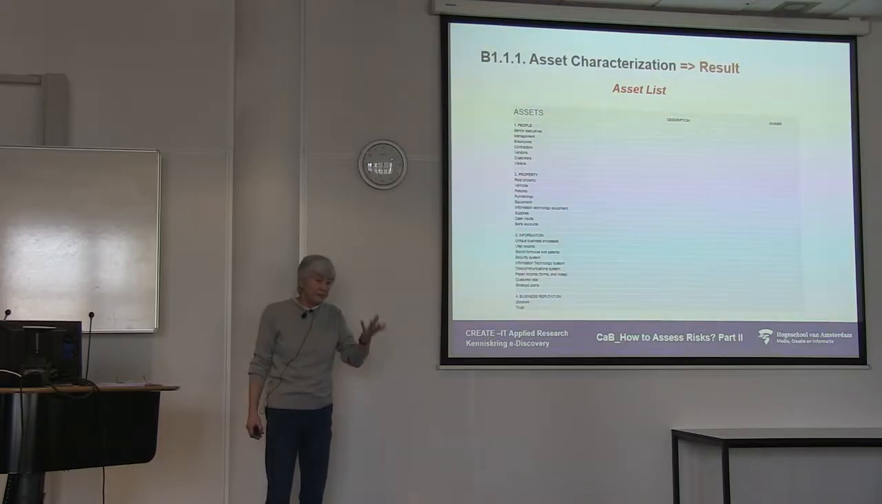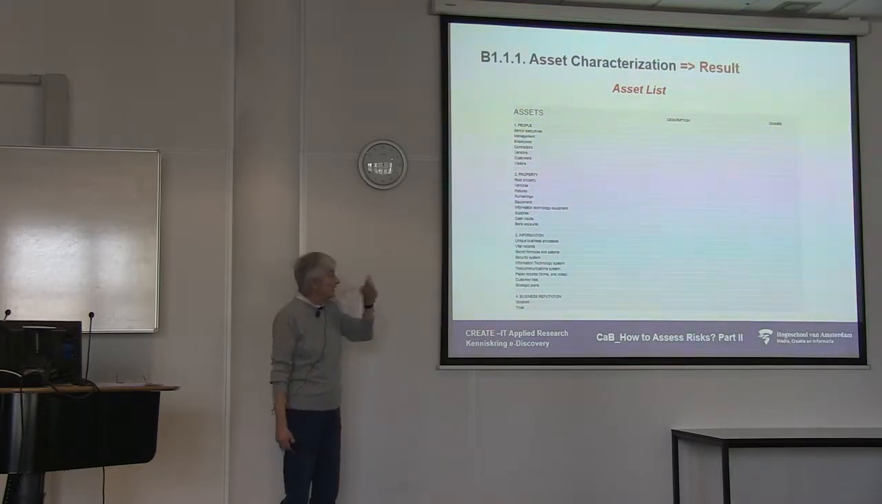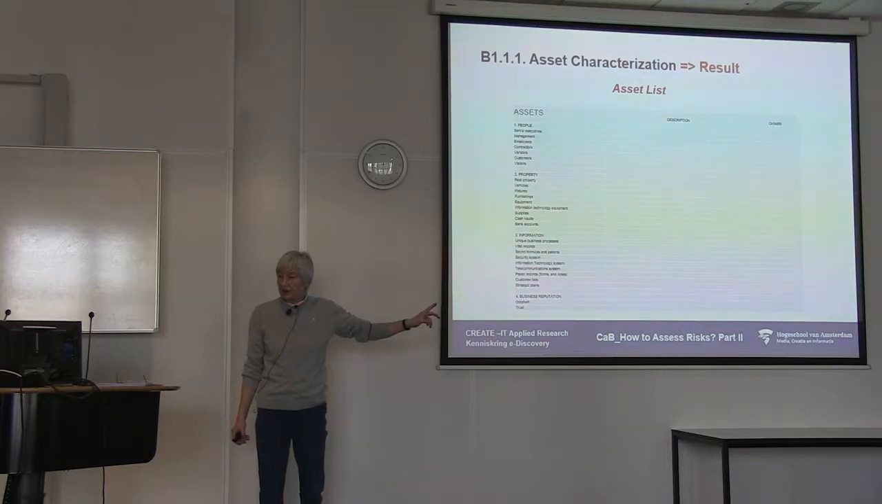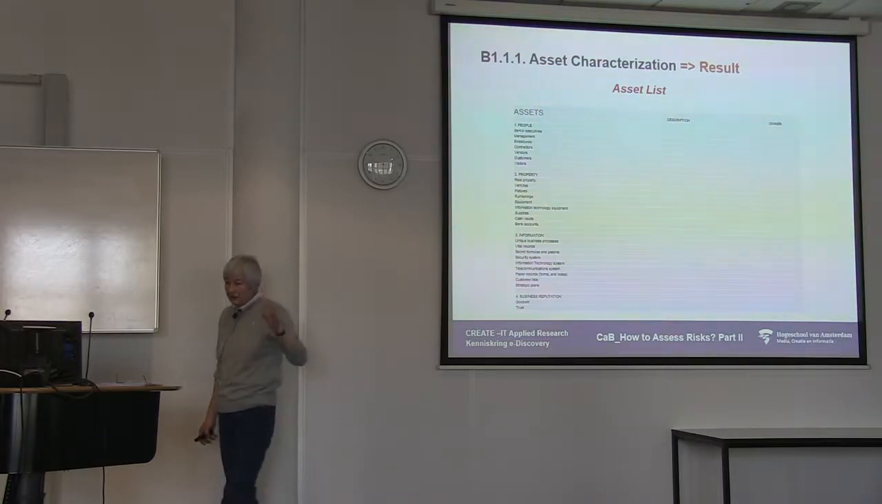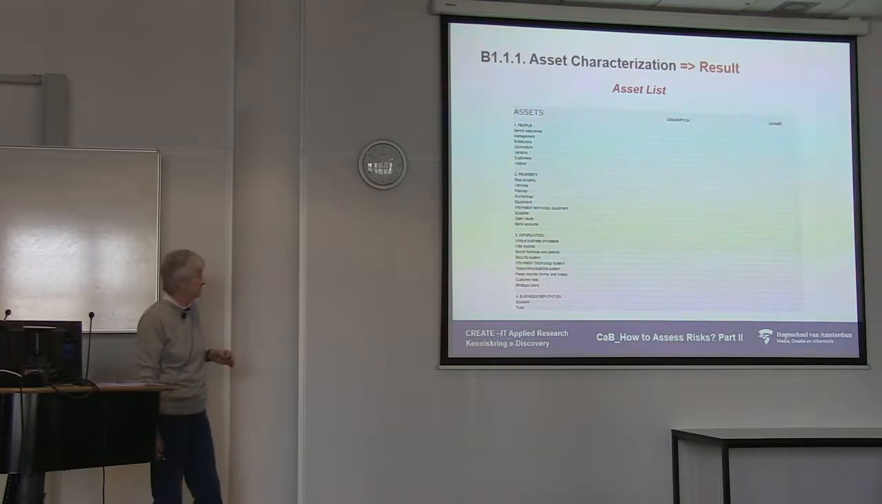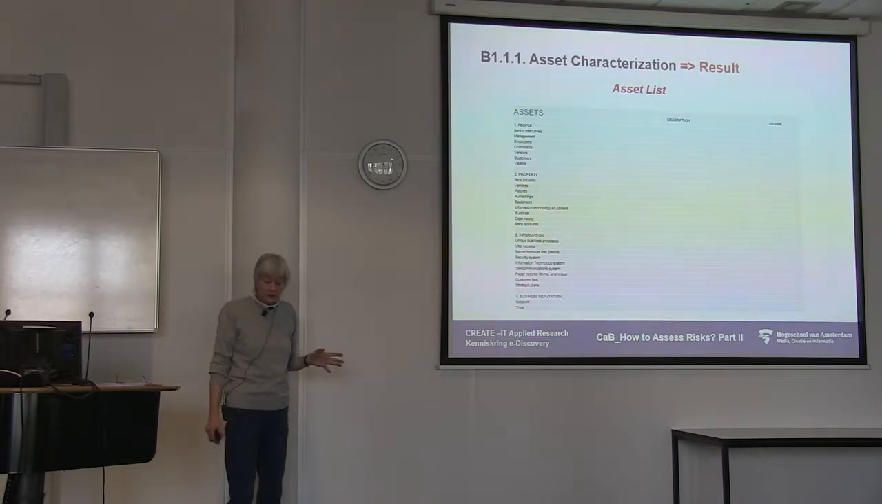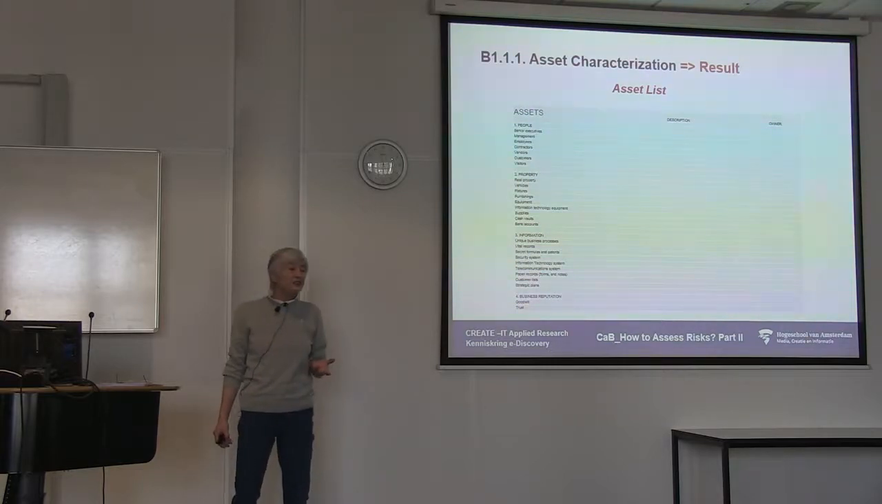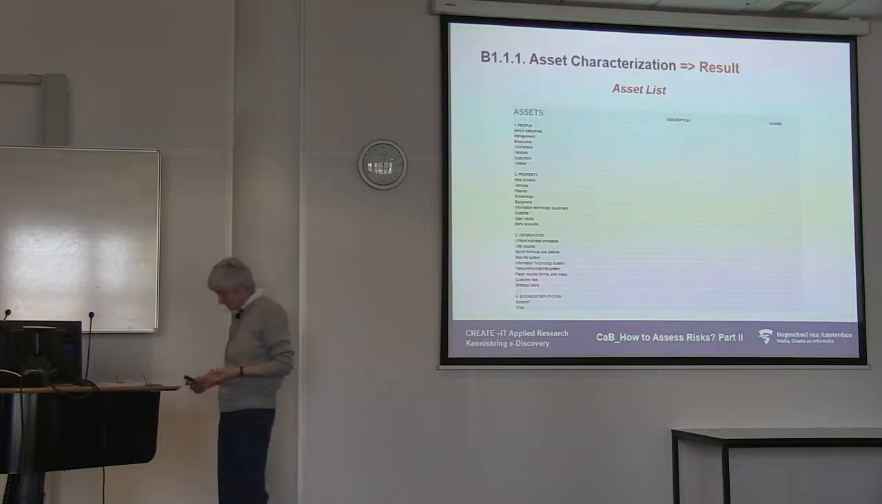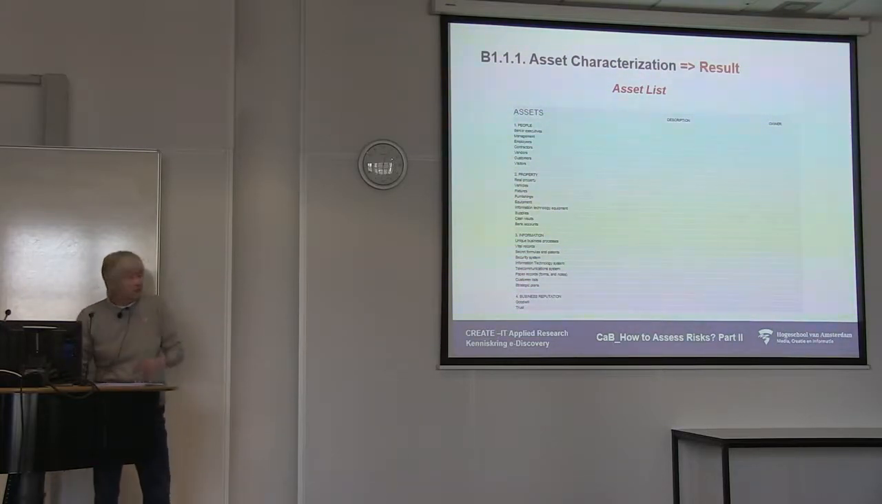You have to describe what is this specific asset, and it would be very convenient if you can list the right column, the owner. Who in the organization has been appointed to be the owner of this piece of asset? And if you don't know the owner, then at least the C-level is the owner, top management. So this is your asset list.